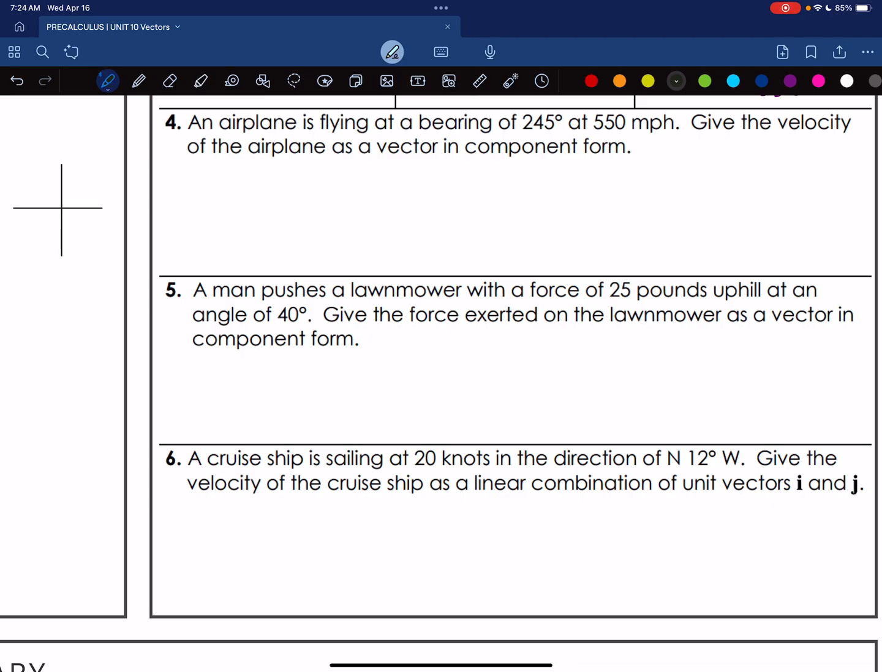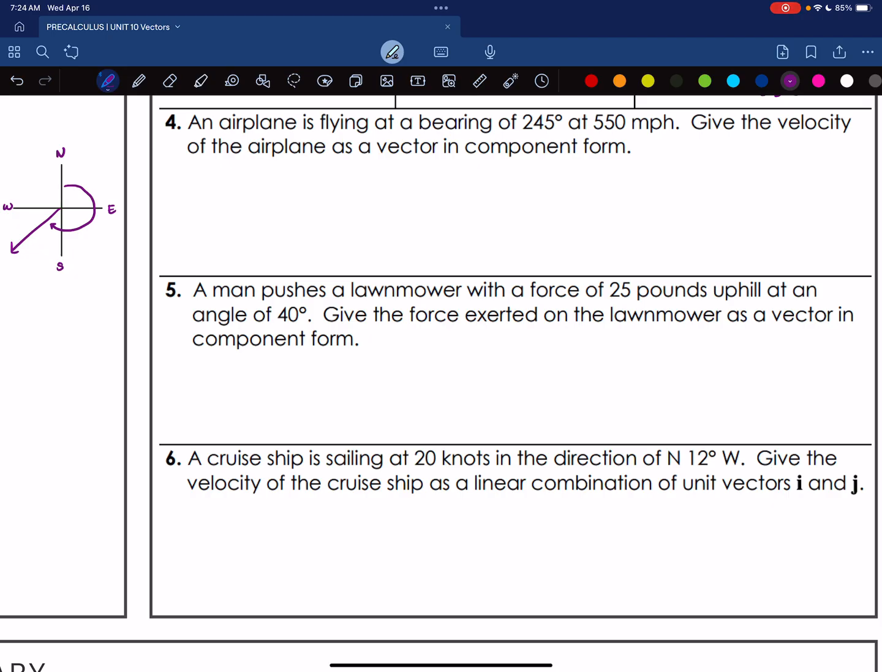and we are flying at a bearing of 245 degrees. So from that north, I need to go 245 degrees. That means I'm going to be terminating right there. There we go. And we have that this airplane is going 550 miles per hour. And so what we're going to do is give our velocity of our airplane as a vector in component form.